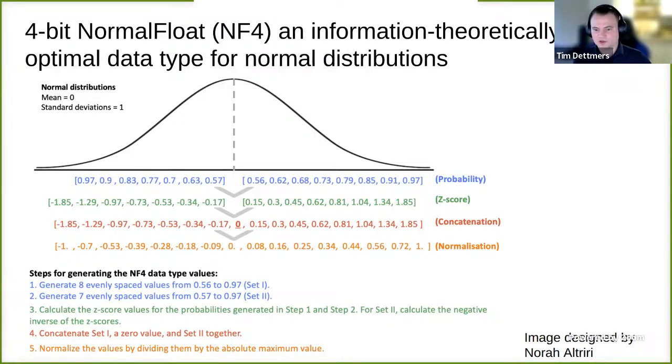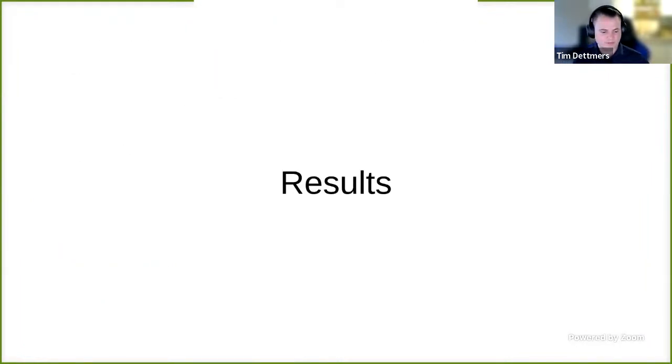And so how you construct it is through quantiles or the z-scores. And then we normalize these z-scores into the range -1, 1. And that gives us a normal float data type. And so these are the three pieces for QLoRA. And now we look at results.